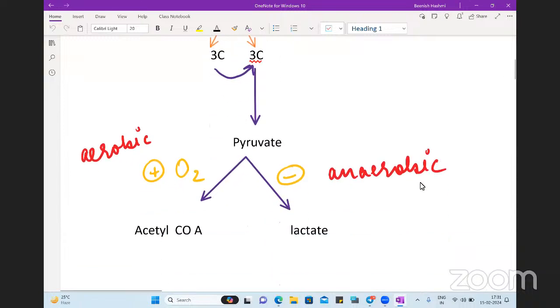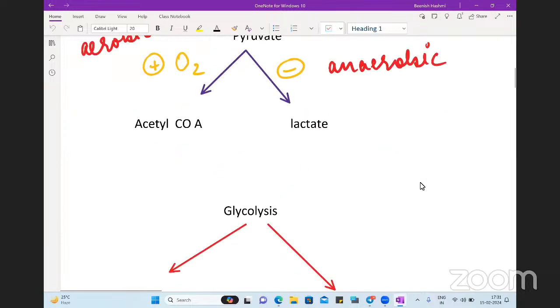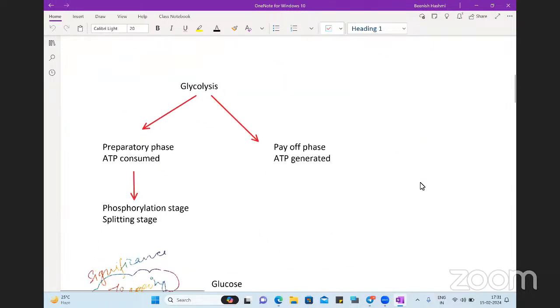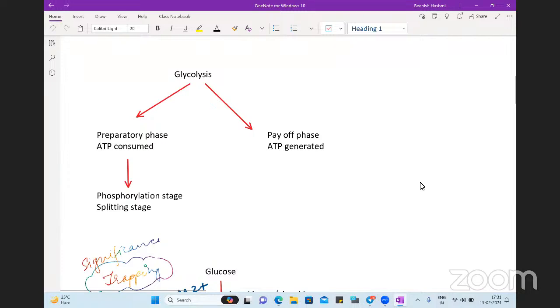Now, depending upon the presence and absence of oxygen, pyruvate can have two different fates. It can undergo aerobic glycolysis in the presence of oxygen, leading to the formation of acetyl-CoA, and it can also, in the absence of oxygen, form lactate, which is known as anaerobic glycolysis. Now I'll take these steps of glycolysis in detail.